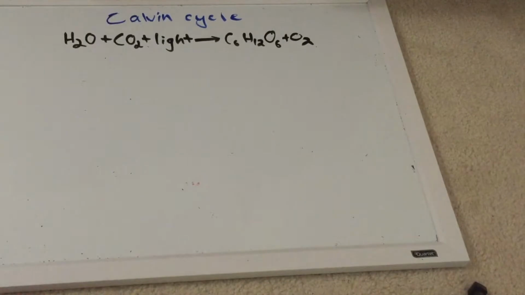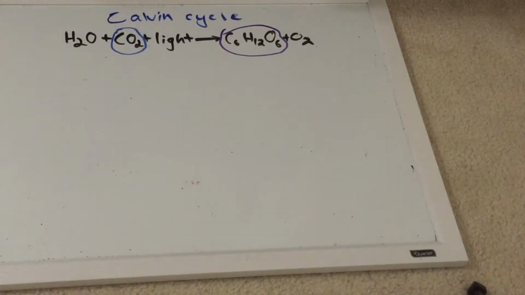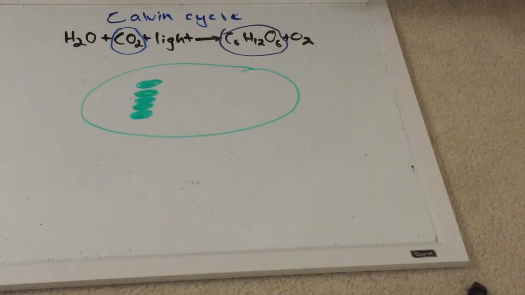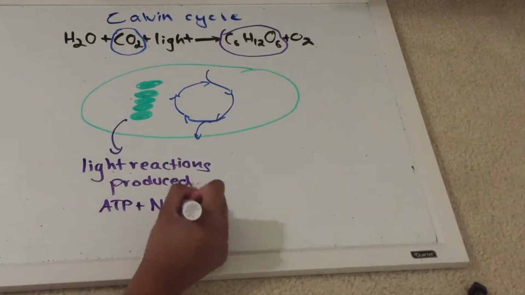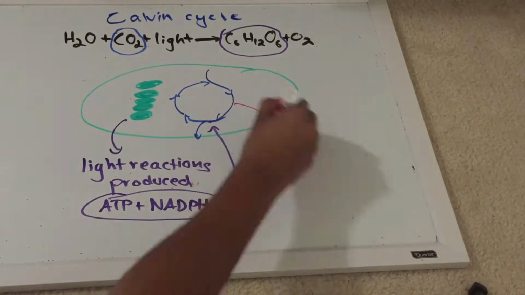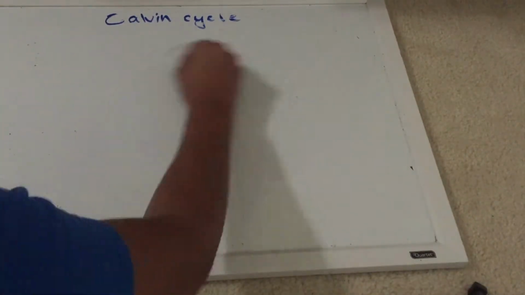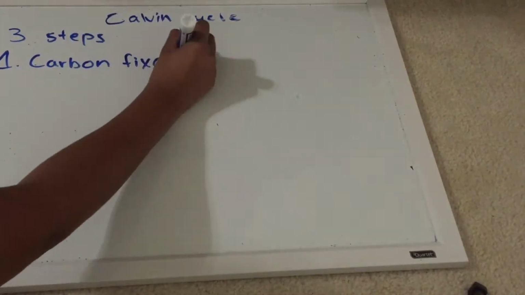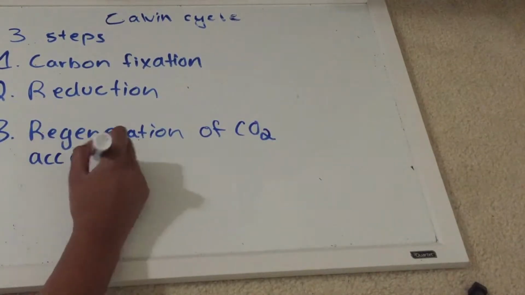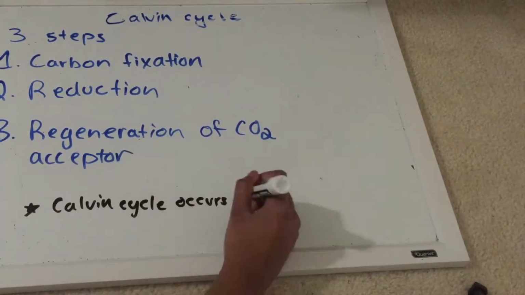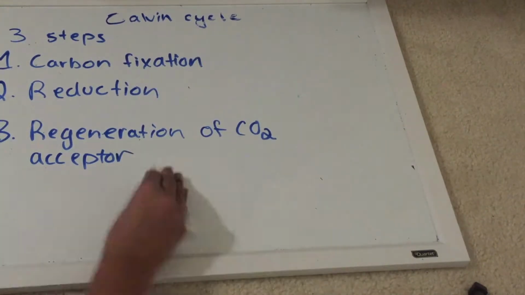Next up is the Calvin cycle. CO2 and glucose are involved in this stage. Calvin cycle occurs in the stroma. The ATP and NADPH produced by light reactions is used in the Calvin cycle to produce glucose. There are 3 steps: carbon fixation, reduction, regeneration of the CO2 acceptor. Remember, the Calvin cycle occurs in the stroma, so it doesn't need light.